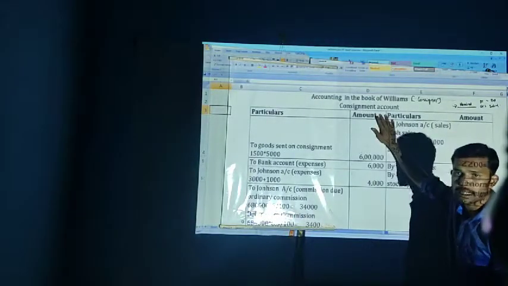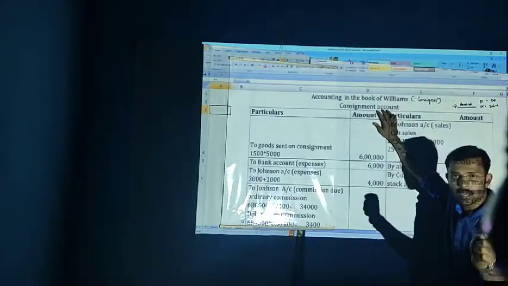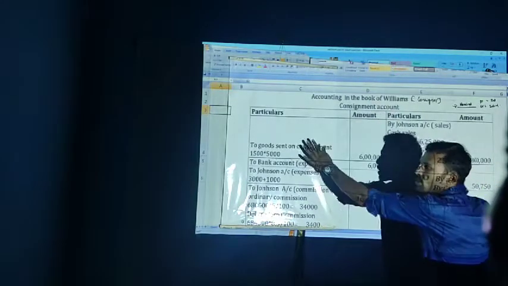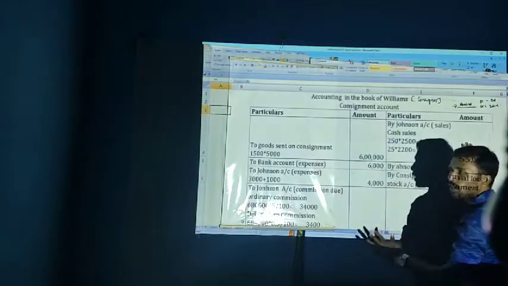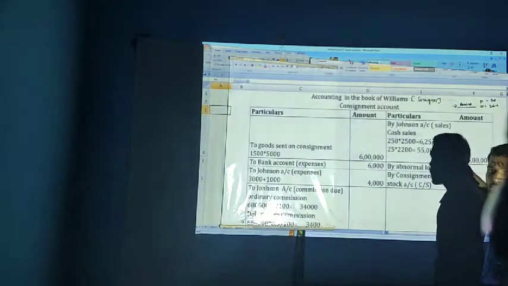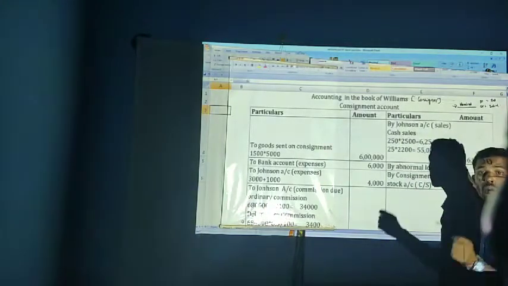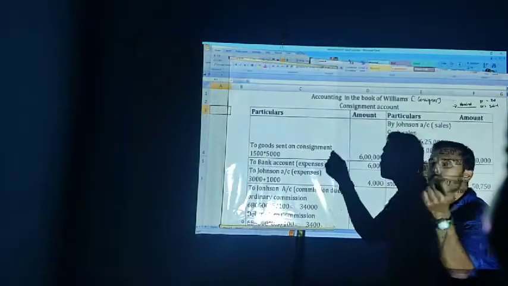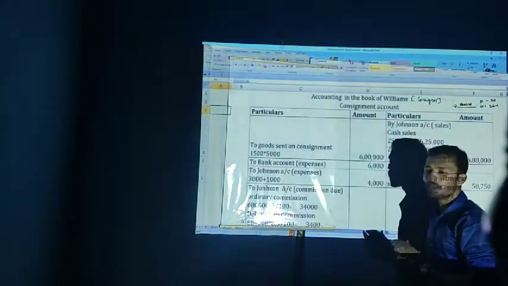First one is the consignment account. Consignment is a nominal ledger account which records all the expenses on the debit side and revenue on the credit side, that is, income, in order to know the profit or loss made out of the consignment. Right?